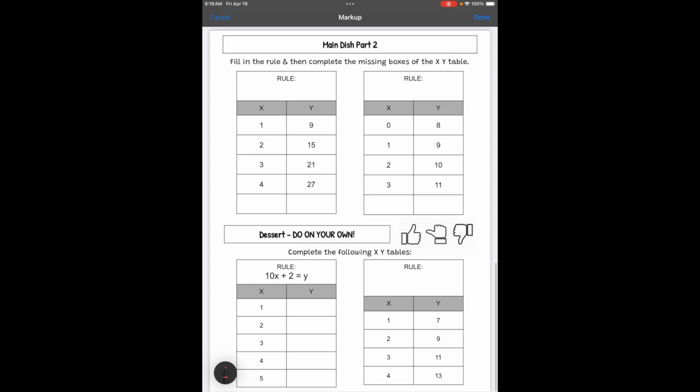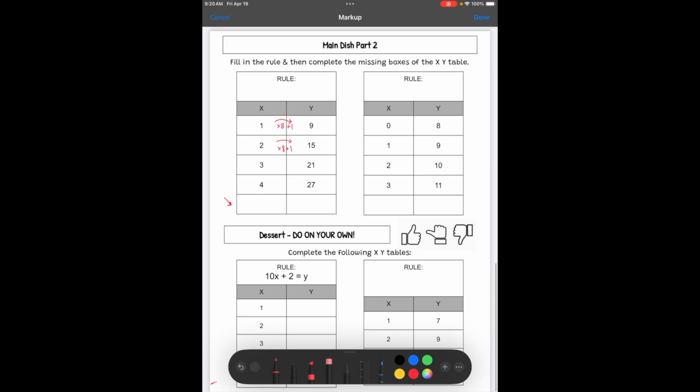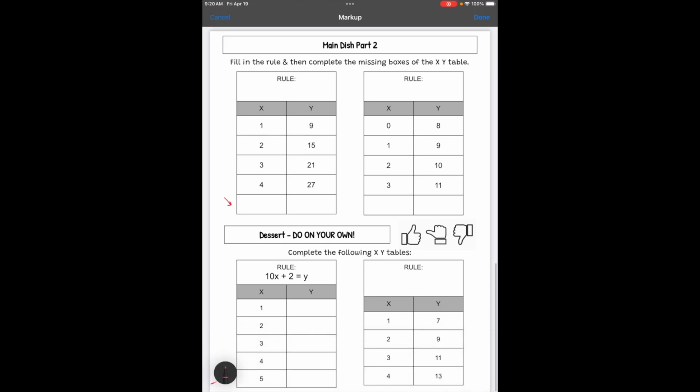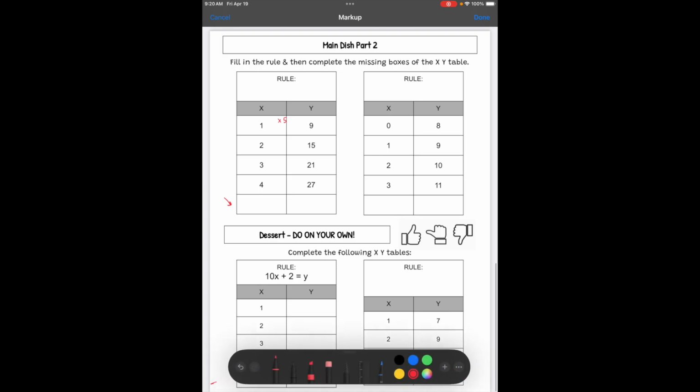Again, we're finding the rule, and then we're also adding our very own x and y that can fit into that type of rule. I could do times 8 plus 1. But when I do that here, I would get 17, not 15, so that one can't be it. Let's do times 5. No, I don't like that one either.